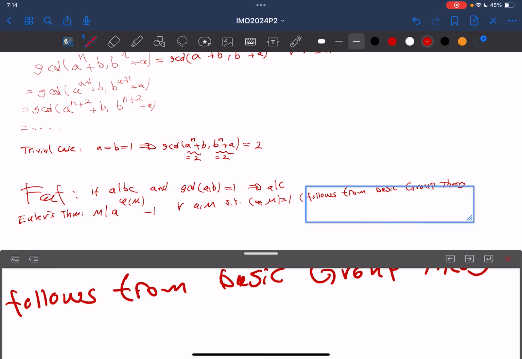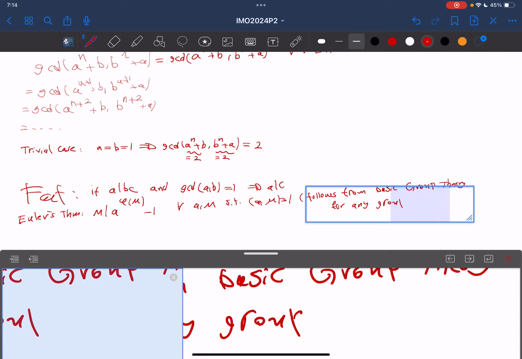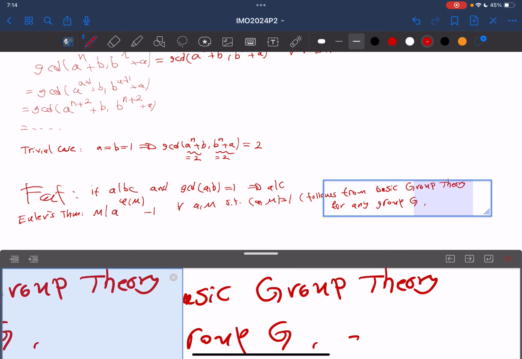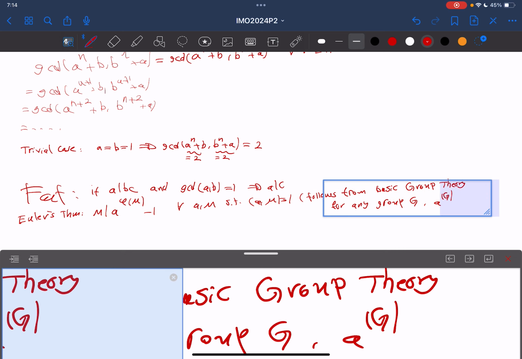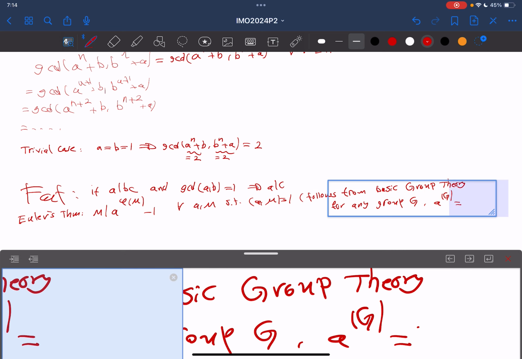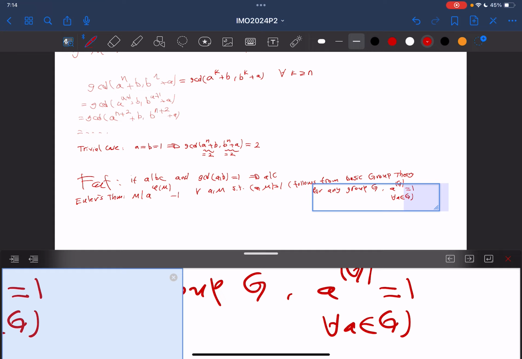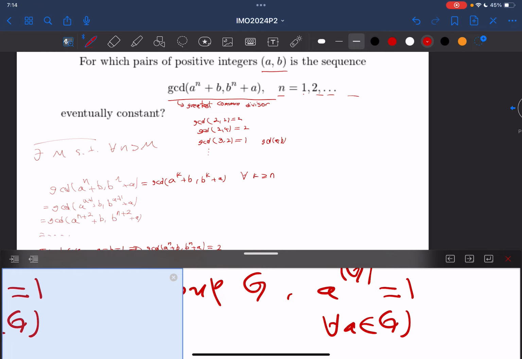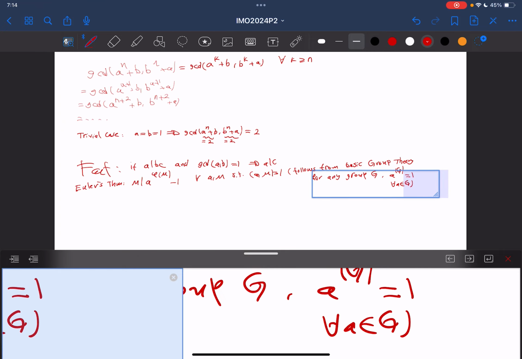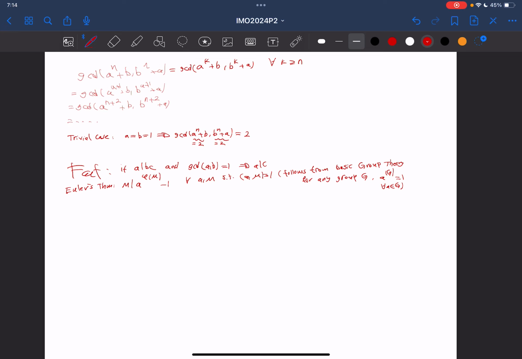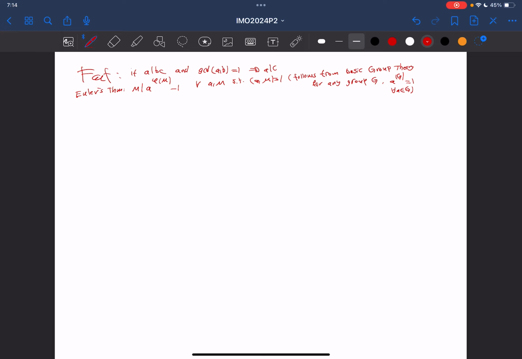basic group theory, which states that for any group G, a to the power of the order of G is equal to 1 for all a inside G. Awesome. So now let's try and solve the problem.